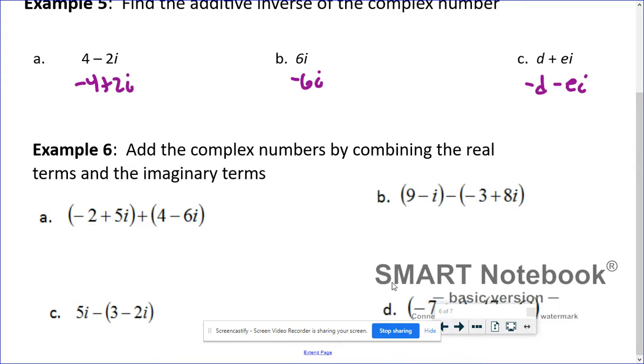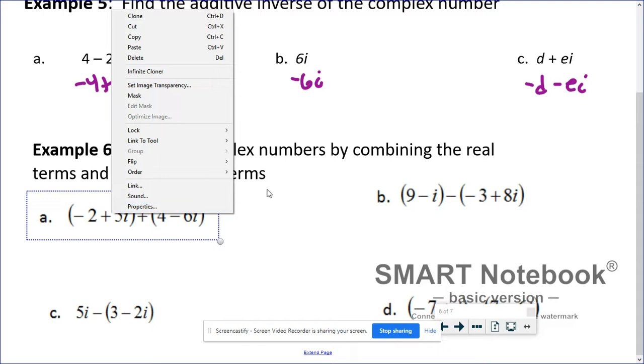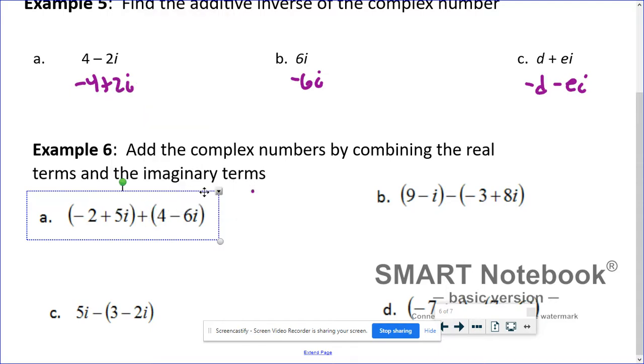For example 6, this is what I'm talking about. We're just really combining like terms. So I know there's parentheses here. You can almost ignore them. The real numbers go together. -2 and 4 add together to get 2. 5i and -6i add together to get -i. That's it. So those two complex numbers, you're just combining the real part and the imaginary part separately.